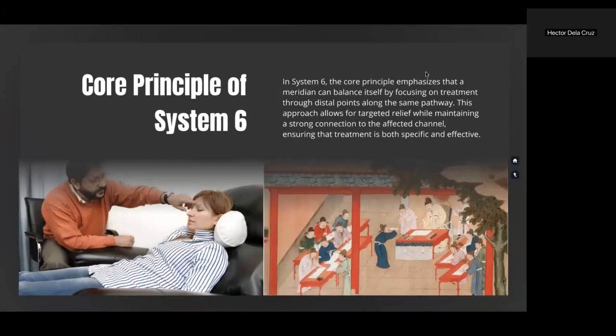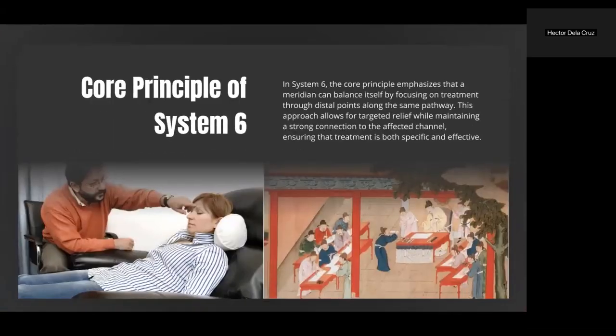In System 6, the core principle emphasizes that a meridian can balance itself by focusing on treatment through distal points along the same pathway. This approach allows for targeted relief while maintaining a strong connection to the affected channel, ensuring the treatment is both specific and effective.